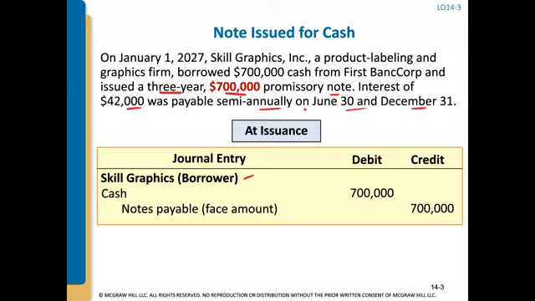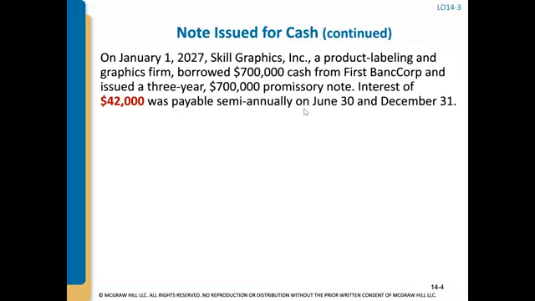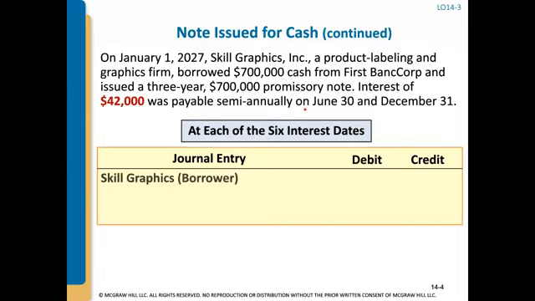Skill Graphics, the borrower, received cash, so they're going to debit cash $700,000, and they record the liability, notes payable, on their balance sheet for $700,000. First Bancorp, the lender, now has a notes receivable for the face amount on their balance sheet, and they credit cash because now they lent out that cash. Let's see what the entries are for each.